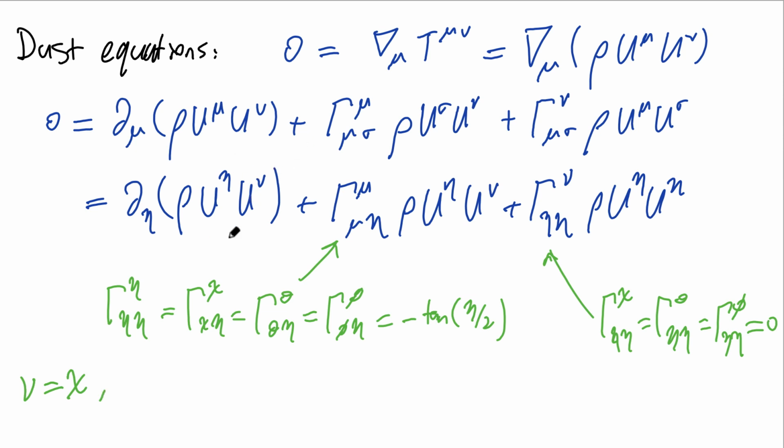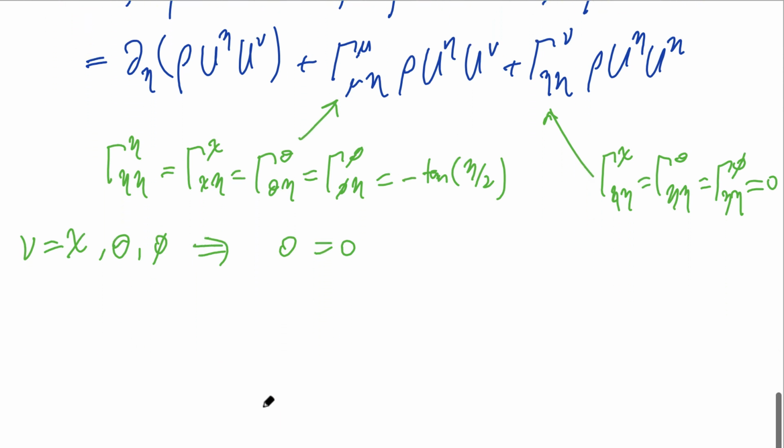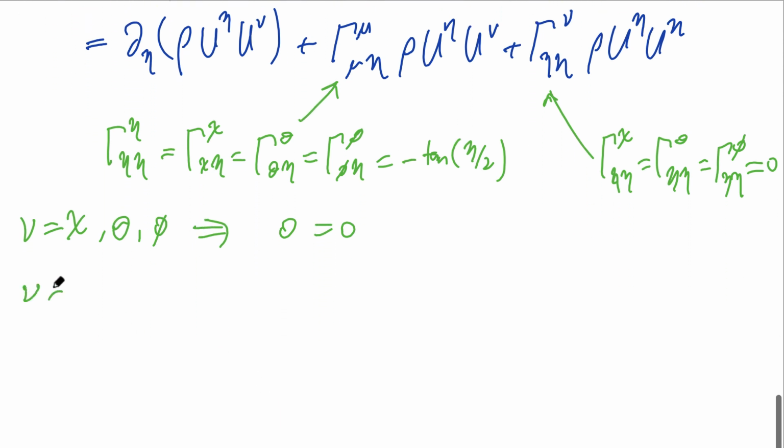Now let's put all this together, and you'll notice that when the index nu is equal to chi, then this term is 0 because the chi component of u is 0. Here the chi component of u is 0, so this term is 0. And also this term is 0 because gamma chi eta eta is 0. And similarly, when the index nu is equal to theta or phi, we just get 0 equals 0 from this equation. So the only non-trivial case is when nu is equal to eta.